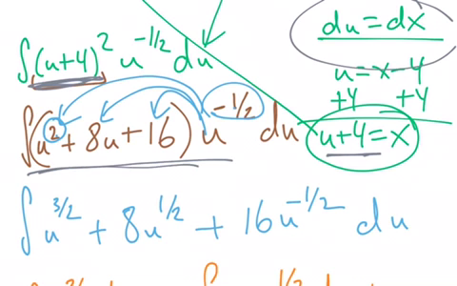Now I FOILed it quickly. I used the property that says this u is u squared, 4 squared is 16, and the middle is u times 4 times 2, which is 8u.